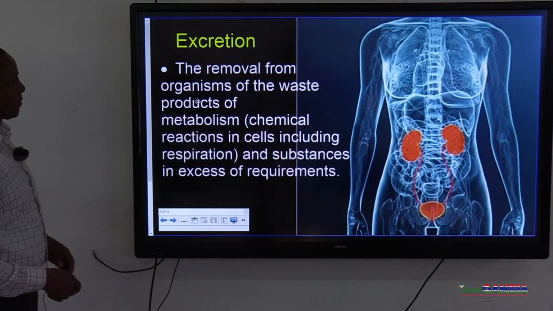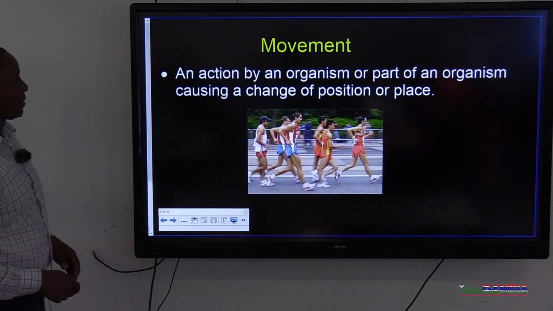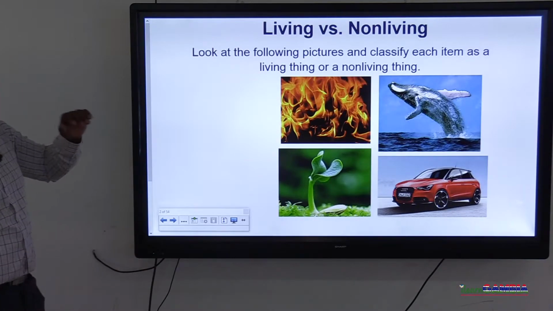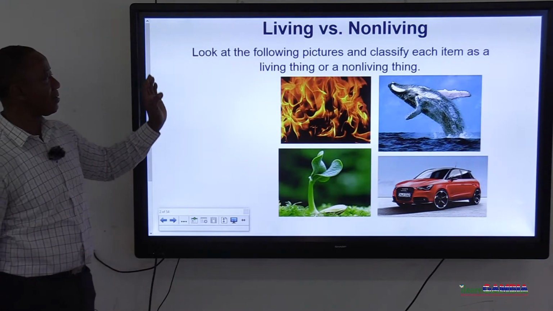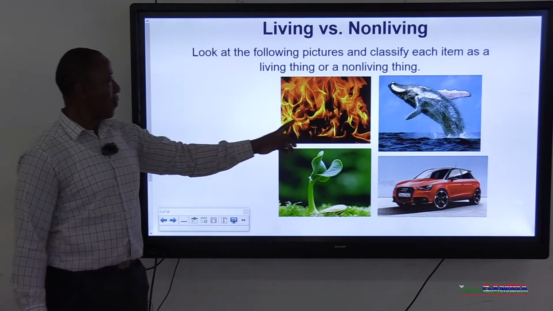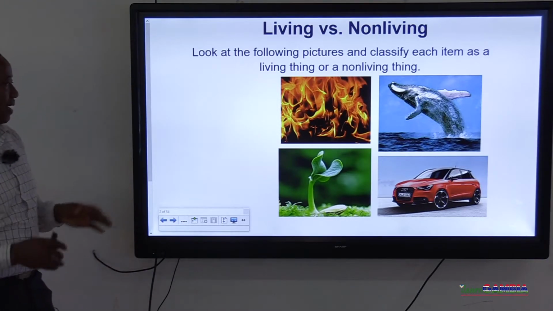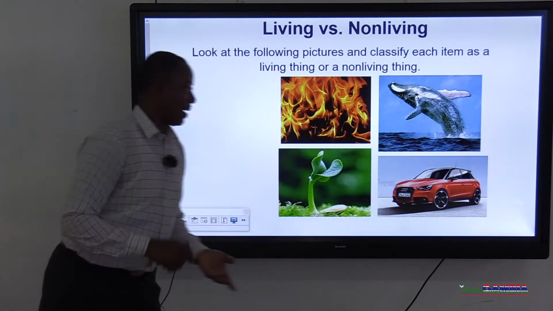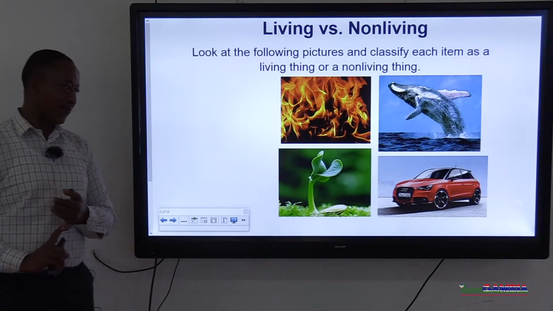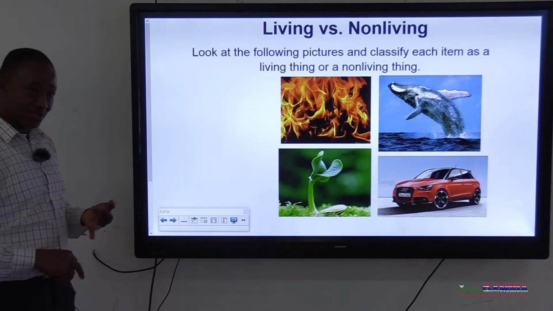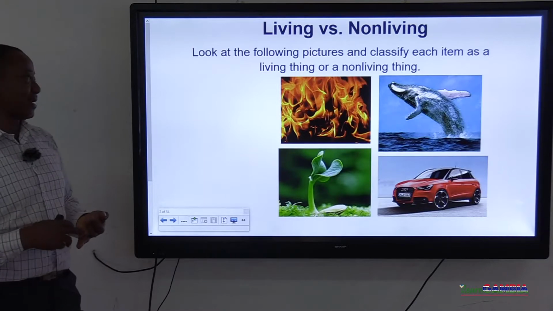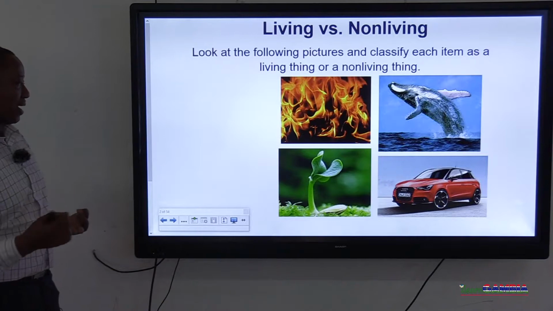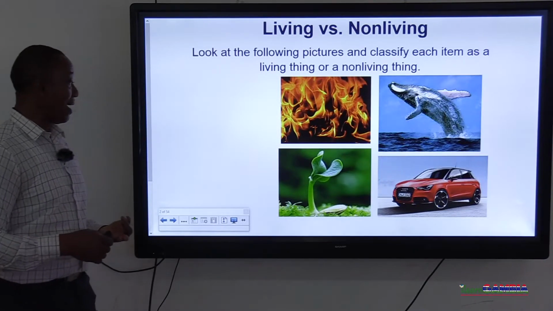If I should take you back to our first page, which was asking you, look at the following pictures and classify each item as living or non-living. Now, the fire can do most of the characteristics we've looked at. The same for the car, because the car can take fuel. You can consider that as food. The car burns oxygen so it can run, so we can consider that as respiration. It gives out waste. From the exhaust you see smoke and dust particles coming out.